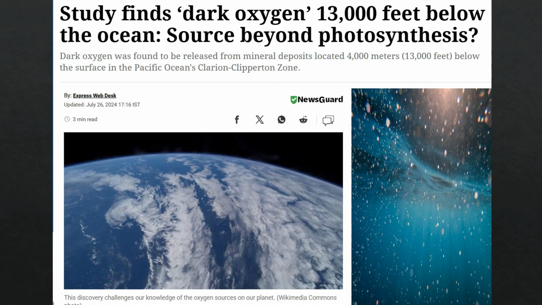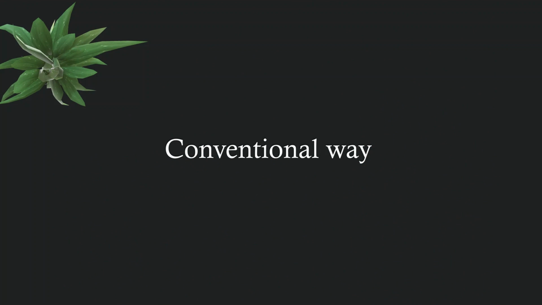Now, let us also have a look at the conventional sources of oxygen. Firstly, the conventional way oxygen is produced is photosynthesis. That is, photosynthesis uses sunlight to convert carbon dioxide and water into oxygen and glucose. This process takes place primarily in the chloroplast of a plant cell, which contains a pigment, chlorophyll. Chlorophyll absorbs light primarily in blue and red wavelengths and reflects green.